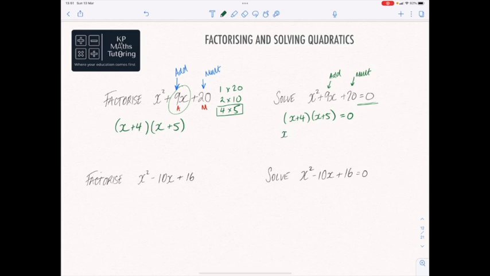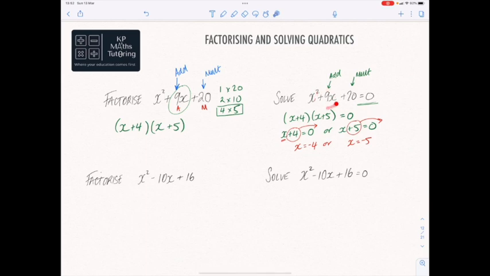You then say x plus 4 is equal to 0, or x plus 5 is equal to 0. So what I'm doing there is saying this bracket is equal to 0 and this bracket is equal to 0. With a quadratic, if you are solving it, you will have 2 answers. Remember that solve just means find x. So you take the plus 4 and move it over, and it becomes x is equal to minus 4. Or, there's your plus 5, move that over, x is equal to minus 5. So that is now a quadratic that has been factorised and solved.